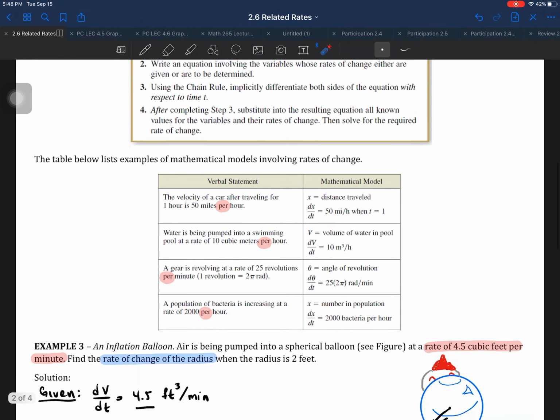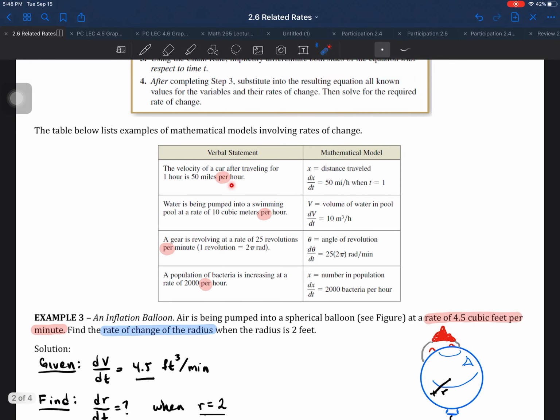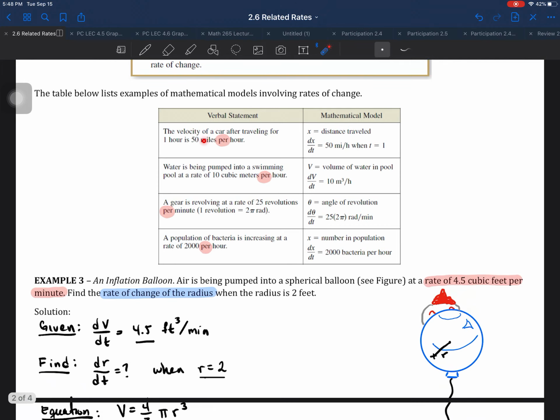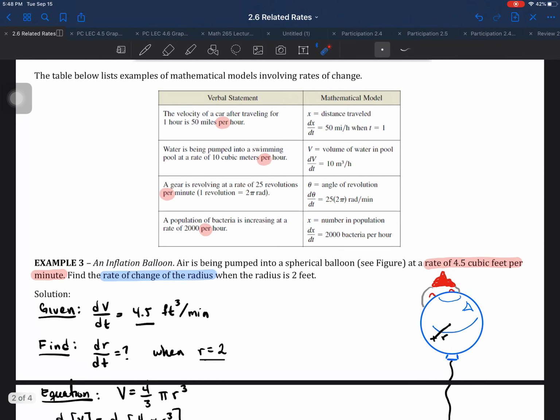So here are a few verbal statements that we want to keep in mind when we're dealing with these types of problems. Velocity of a car: velocity means the rate of change. Traveling 50 miles in 1 hour is 50 miles per hour. So x defines the distance, and dx/dt represents the velocity. I'd like you to think about the word per. It gives you the hint that you're dividing: miles over hour, which gives you a rate of change.